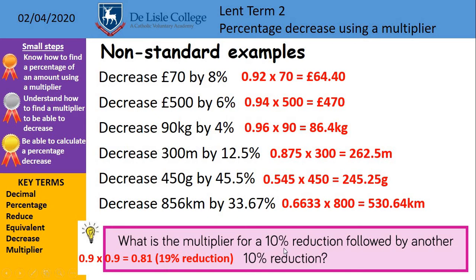So in total, a 10% reduction followed by a 10% reduction is actually a 19% reduction. Some people would think this would be a 20% reduction, and it isn't, because we've already reduced by 10%. So we've reduced by 10% and then we're reducing by 10% again. So it's not a combined 20% reduction.